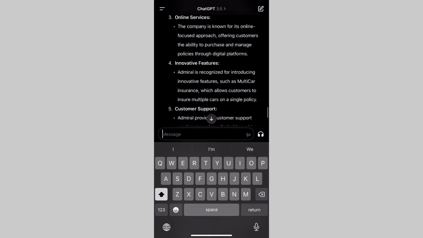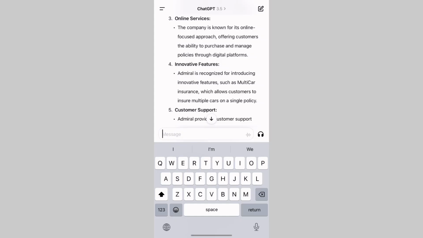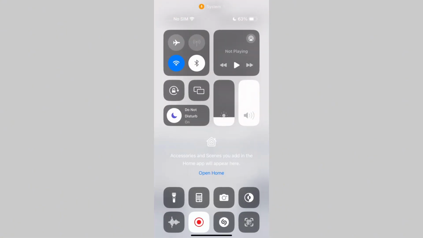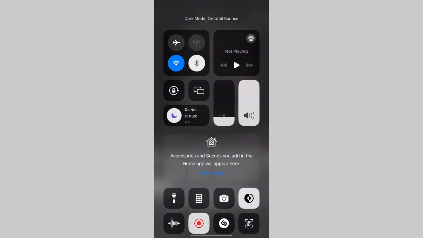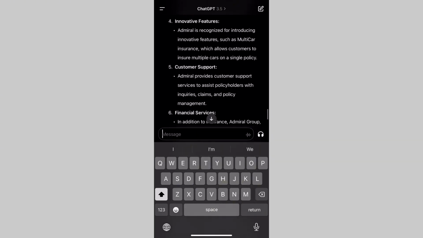Okay, number four, innovative features. Admiral is recognized for introducing innovative features such as multi-car insurance, which allows customers to insure multiple cars on a single policy.